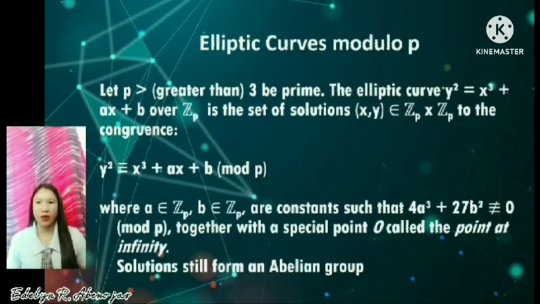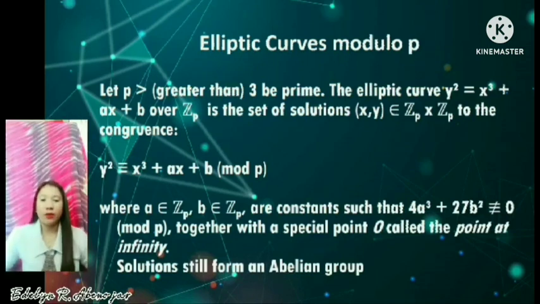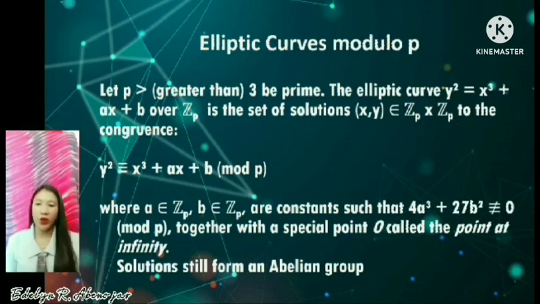Elliptic curves modulo p. Let p be a prime greater than 3. The elliptic curve y^2 = x^3 + ax + b over Z_p is the set of solutions (x, y) in Z_p × Z_p to the congruence, where a and b in Z_p are constants such that 4a^3 + 27b^2 is not congruent to 0, together with the special point O called the point at infinity. The solutions still form an abelian group.